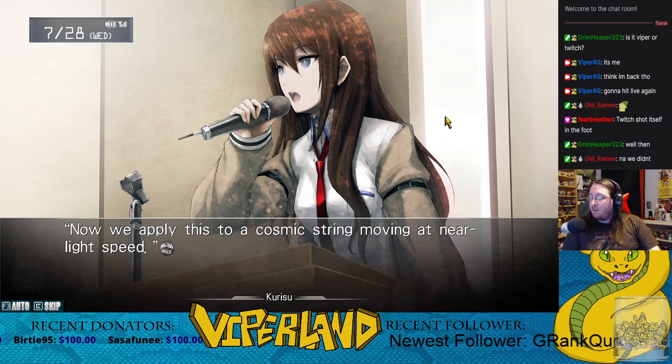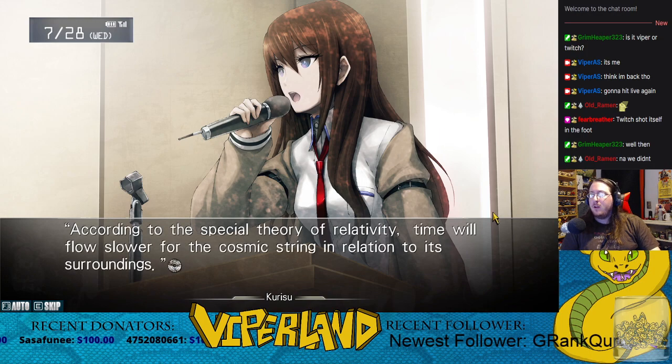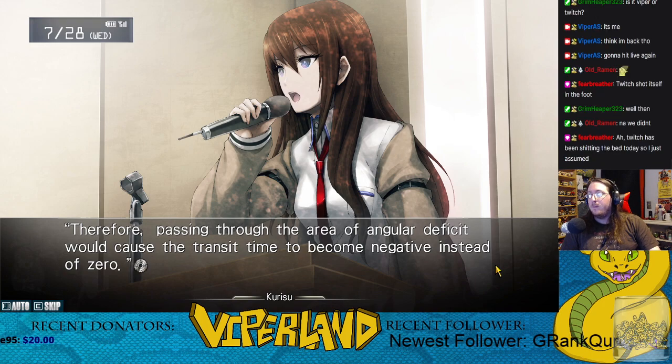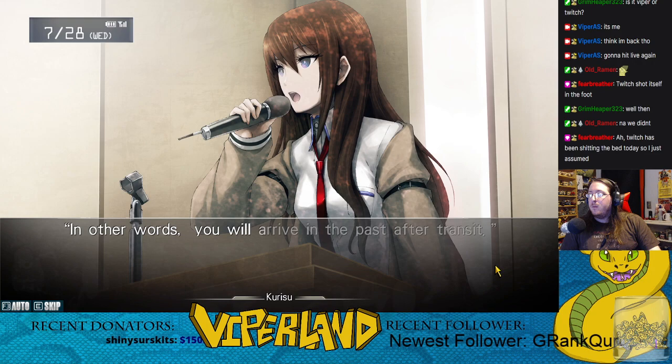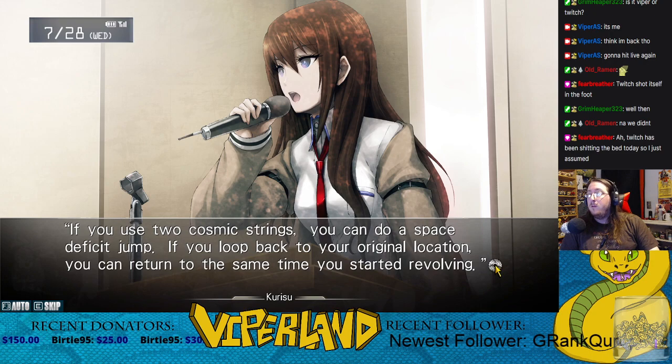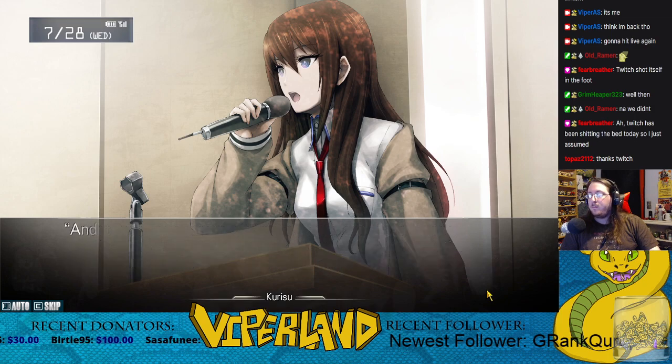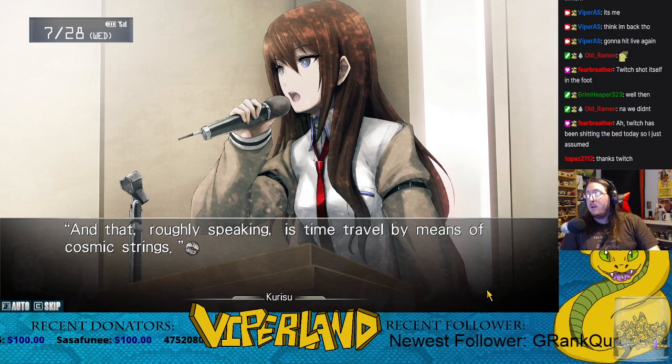Now we apply this to a cosmic string moving at near light speed. According to the special theory of relativity, time will flow slower for the cosmic string in relation to its surroundings. Therefore, passing through the area of angular deficit would cause the transit time to become negative instead of 0. In other words, you will arrive in the past after transit. If you use 2 cosmic strings, you can do a space deficit jump. If you look back to your original location, you can return to the same time you started revolving. And that, roughly speaking, is time travel by means of cosmic strings.